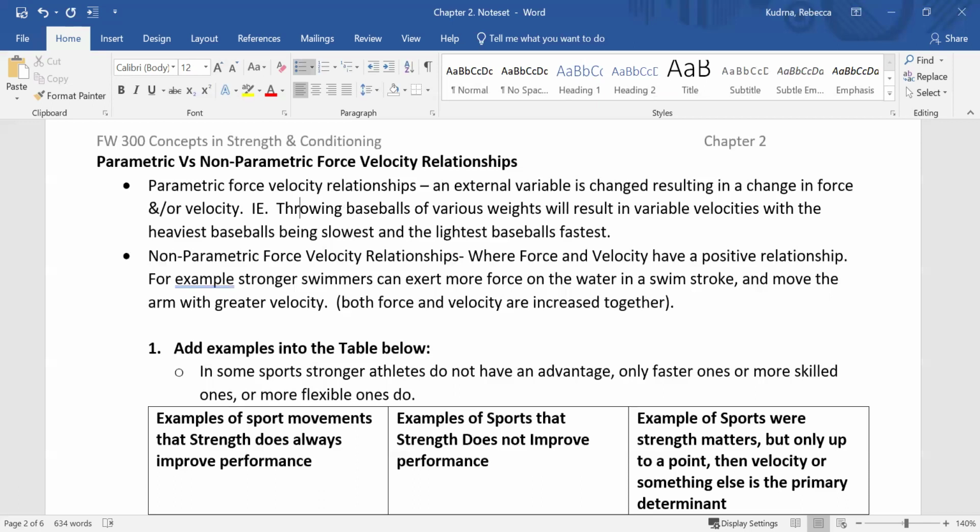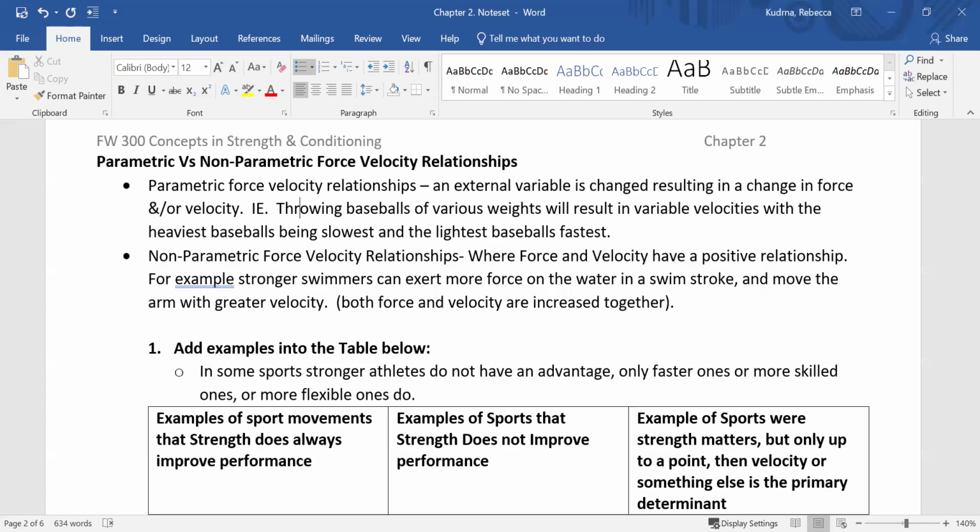For example, if we have a pitcher and he has a standard baseball, he will throw that baseball, let's say, 90 miles an hour. If we take that baseball and replace it with a baseball that is a quarter ounce lighter, we actually do expect him to throw that faster. He has less resistance, and so it should be able to be thrown faster.